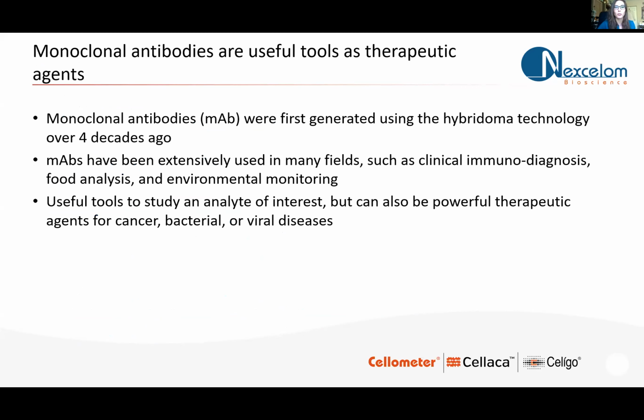So obviously monoclonal antibodies are very useful tools. These were first generated using hybridoma technology over 4 decades ago. Monoclonal antibodies are used extensively across a broad array of different research areas, including things like immunodiagnostics, environmental monitoring, as well as basic science research tools.